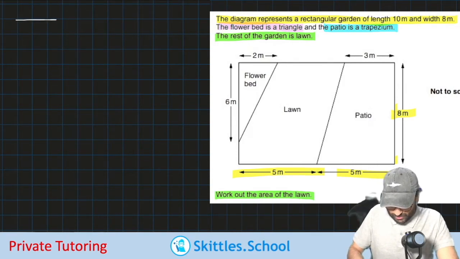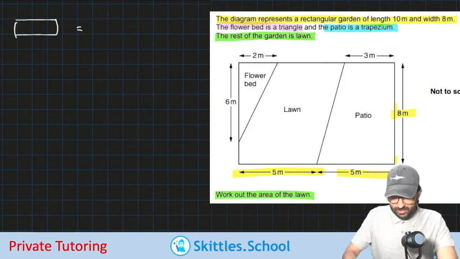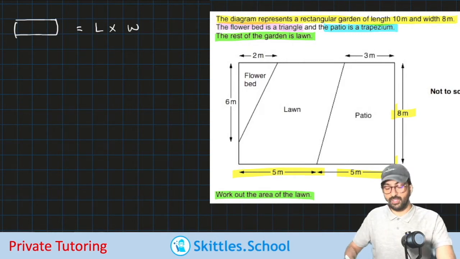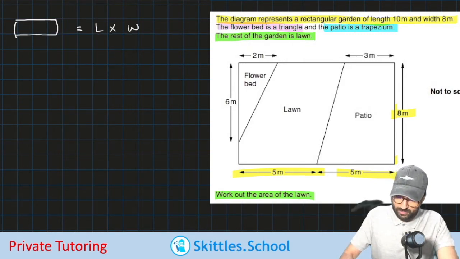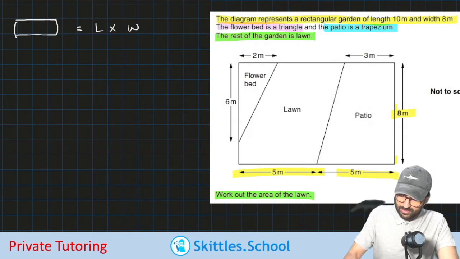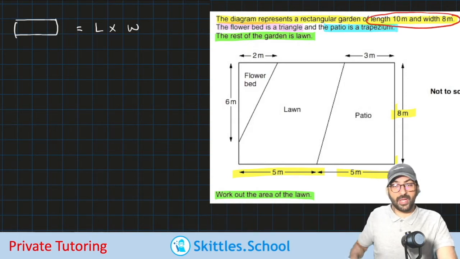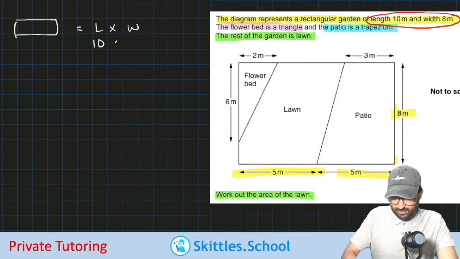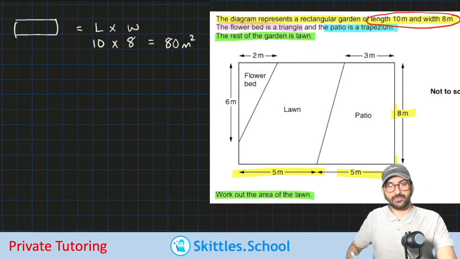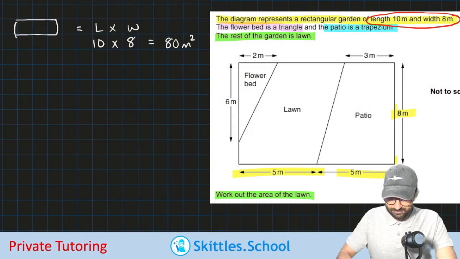So how do you work out the area of a rectangle? What's the formula? The formula for the area of the rectangle is length multiplied by width. And we're told the length and the width in the question. It's 10 meters by 8 meters. So the length is 10, the width is 8, so the area is 80 meters squared. And that bit's fairly easy.